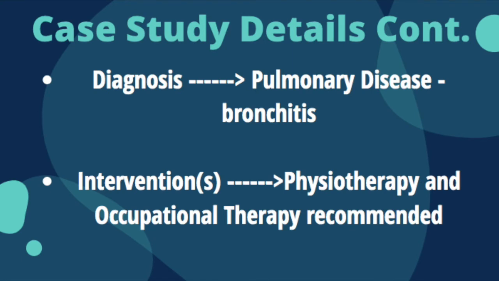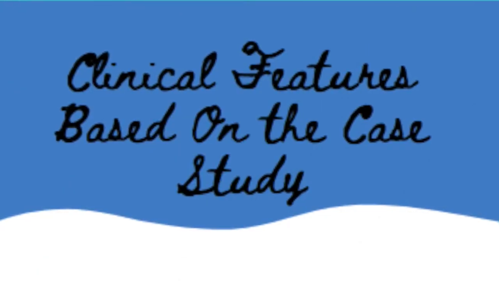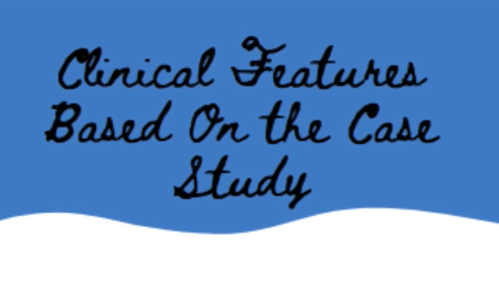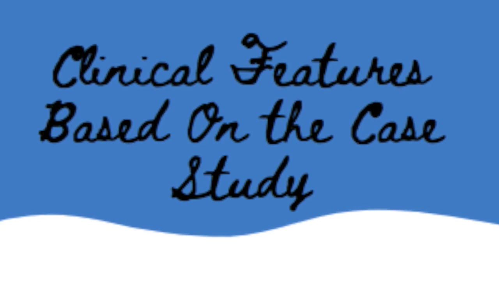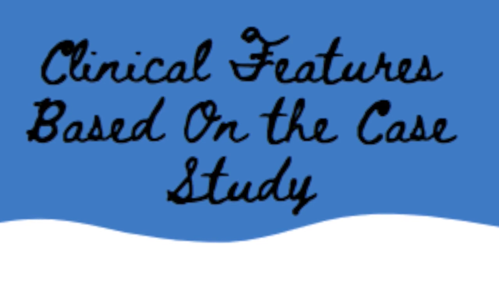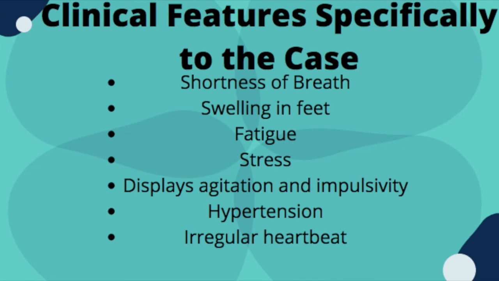After all the tests and examination, the doctor diagnosed that the client has the pulmonary disease bronchitis. For the intervention, the doctor recommended that the client undergo physiotherapy and occupational therapy. After knowing all the details of the client, here are the clinical features specific to her case. First, shortness of breath, swelling in feet, fatigue, stress, display of agitation and impulsivity, hypertension, and irregular heartbeat.